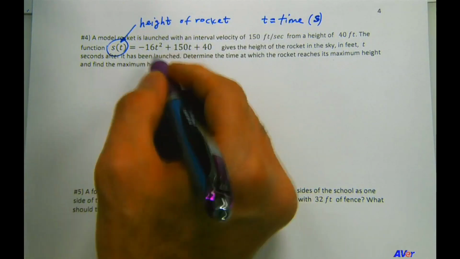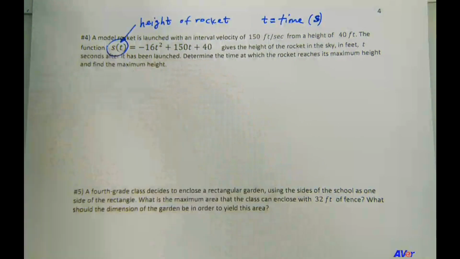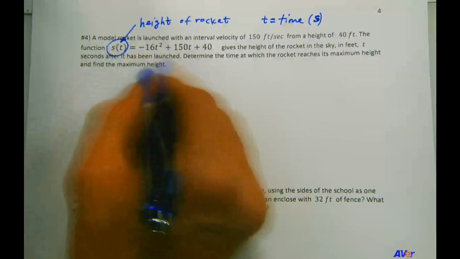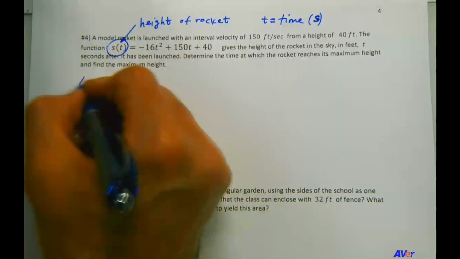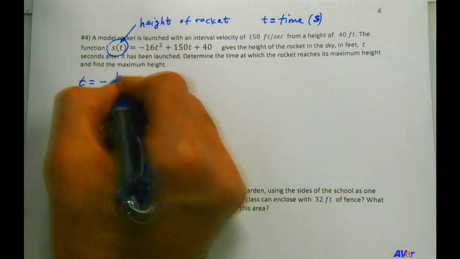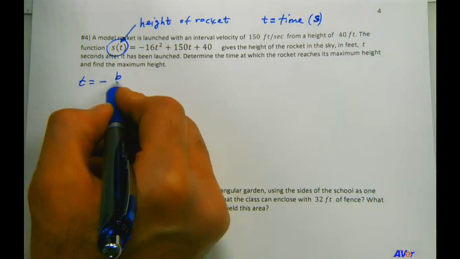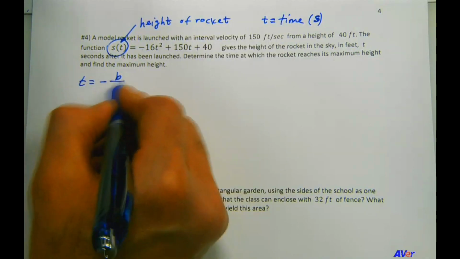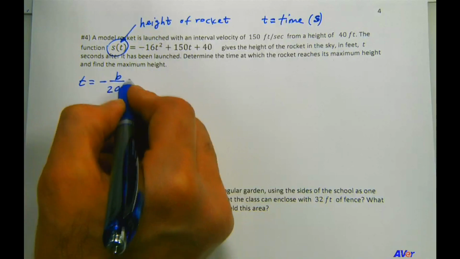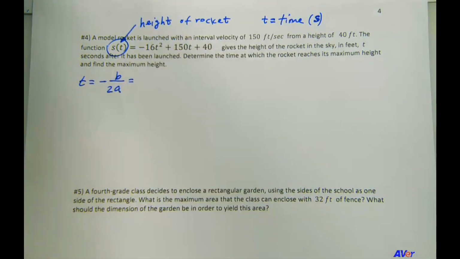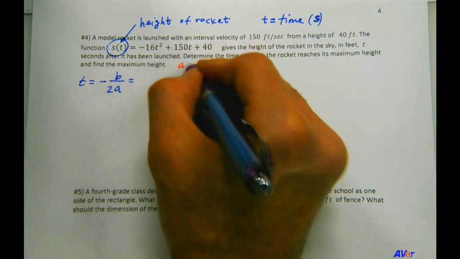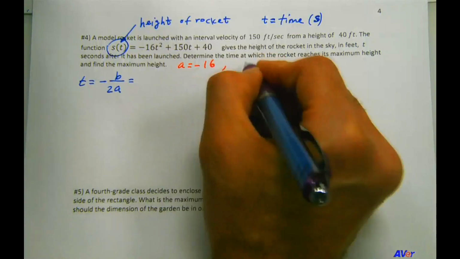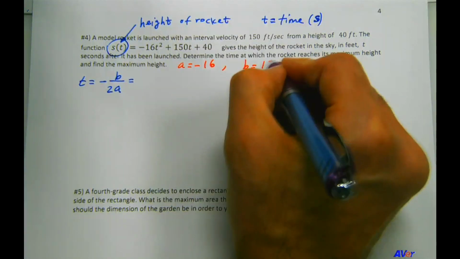So we have the x component, or t. T is equal to minus b over 2a. That's the time to reach the maximum, right? And here, a in this case is minus 16, and b is equal to 150.